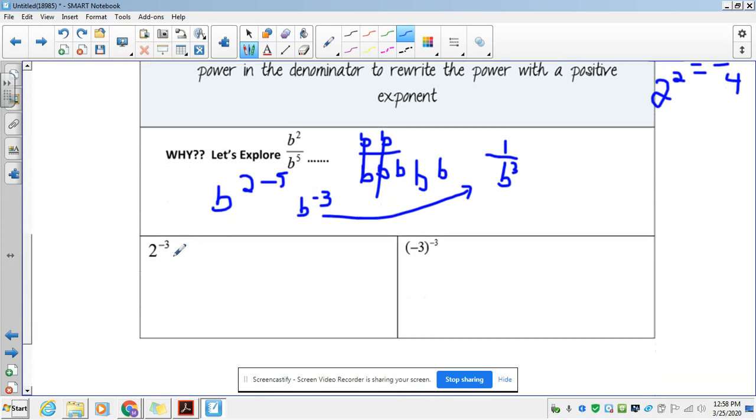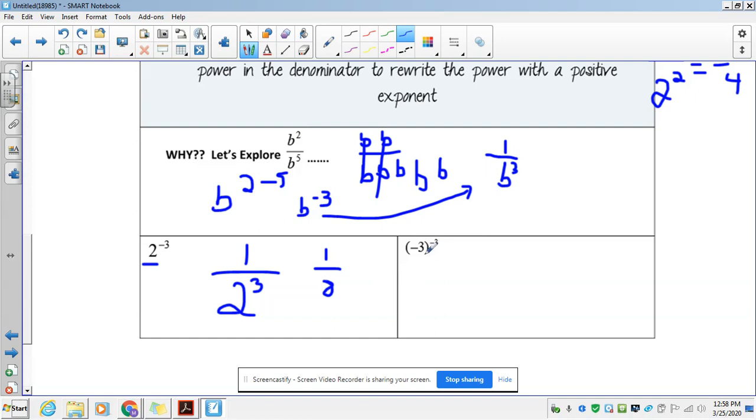The last two problems. So here, how would we do this? Again, this is the base. It is not the coefficient. It is directly tied to the exponent, making it the base. So I would move it down to the bottom, and I would make that 3 positive. You could go further because this is a number and not a letter, and put it into your calculator. 2 to the 3rd is 8. This would be 1 over 8. We wouldn't put it as a decimal. We'd leave it as our fraction.